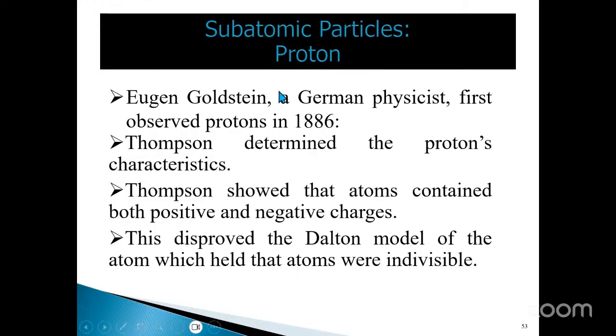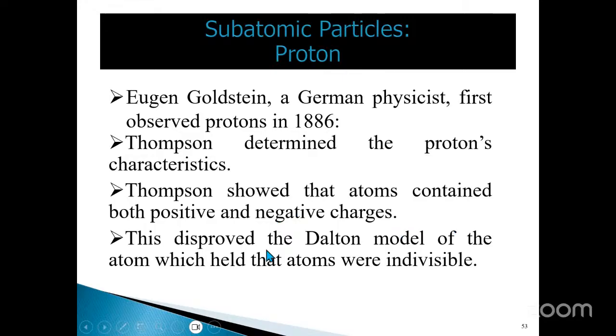And then the protons were discovered by a guy by the name of Goldstein. And basically, once he discovered the protons, then J.J. Thomson also determined the protons and their characteristics. And he also came up with the idea that the atom itself is made up of protons and electrons, which is what the negative charges are known as today, right?